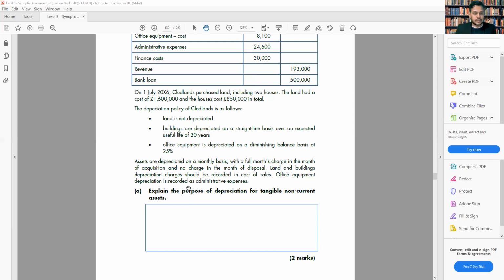Then office equipment depreciation is recorded as admin expense. So any depreciation for the office equipment will be recorded as admin expense. Be very careful with all of these words. We have to follow every single instruction the question gave to us.